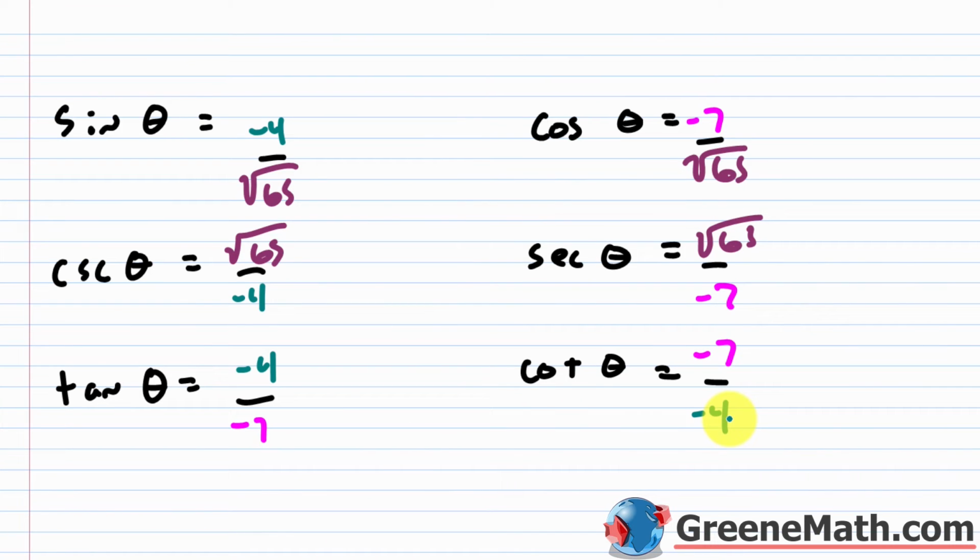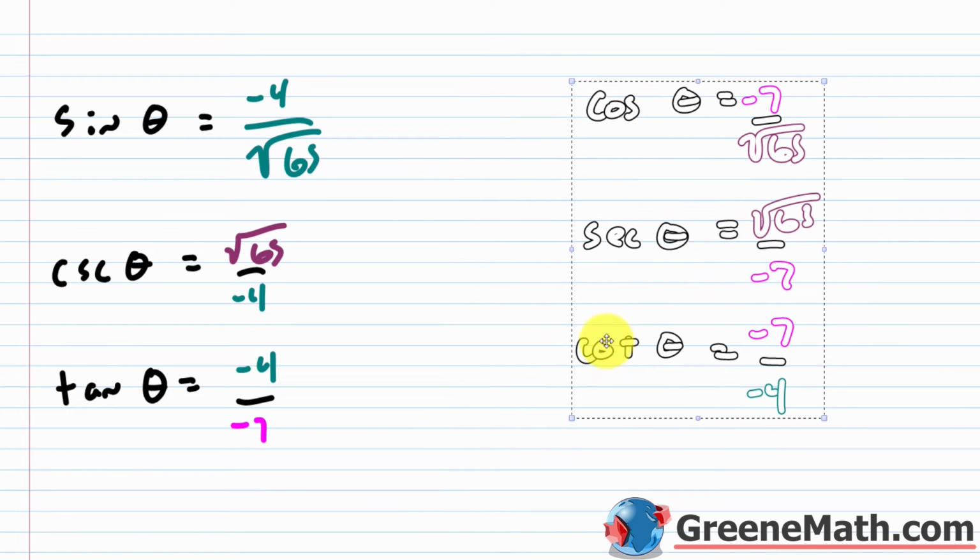And let me actually come to a fresh sheet. And my pasting goes so well here. So let me fix this. This is -4. So -4 over the square root of 65. Okay. So let me move this over just a little bit so we have some room.